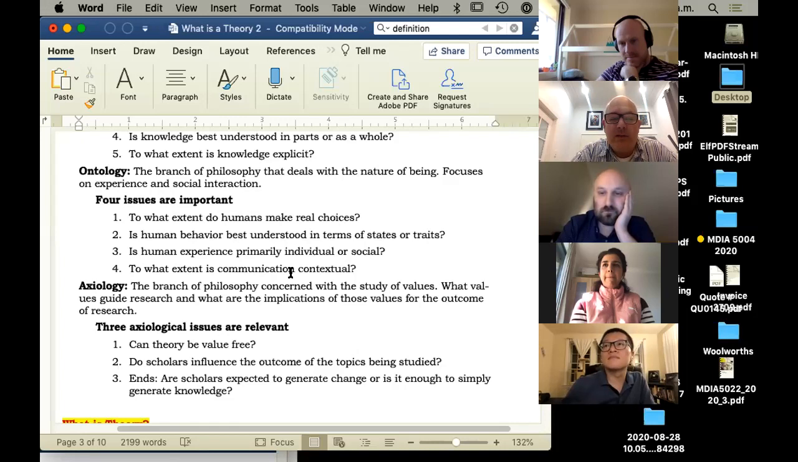And so there's this sense, among some, that research has to be for some purpose or it's not worth doing. But there's another sense that that's not why we do it. We don't do it because we're solving a problem. So these are axiological questions.